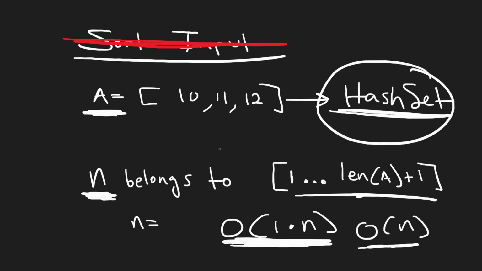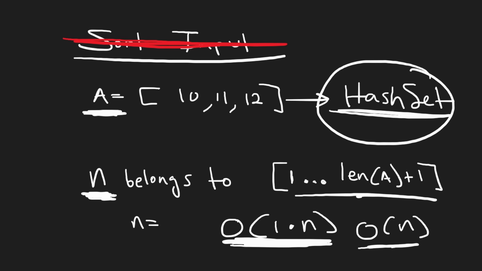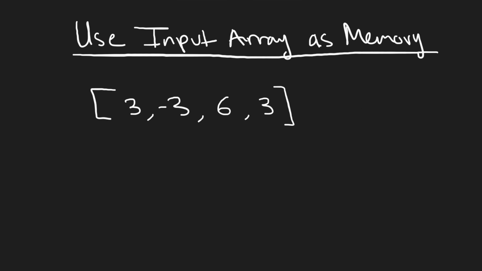But we can use this to our advantage. We can devise a way where we actually don't need a hash set. How can we do that? Well, we are going to need some extra memory, but it turns out we can use this input array as that extra memory, so it doesn't actually count as extra memory. So we can take this memory complexity, big O of n, and reduce it all the way down to big O of 1 by using the input array as our extra memory.